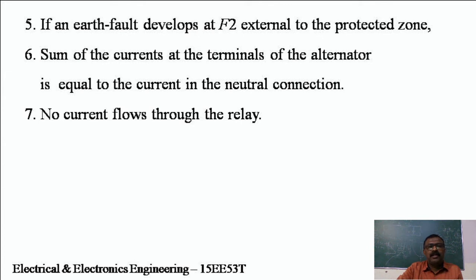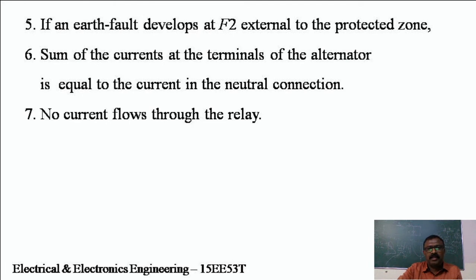If an earth fault develops at F2, that is external to the protected zone, away from the protected zone, the sum of currents at the terminals of the alternator is equal to the current in the neutral connection. Therefore no current flows through the relay.